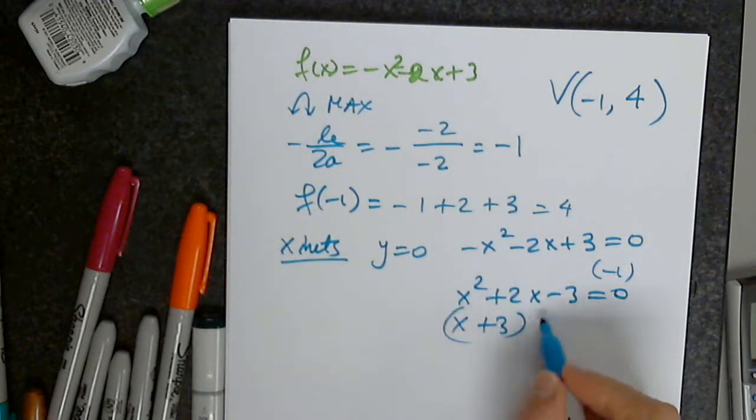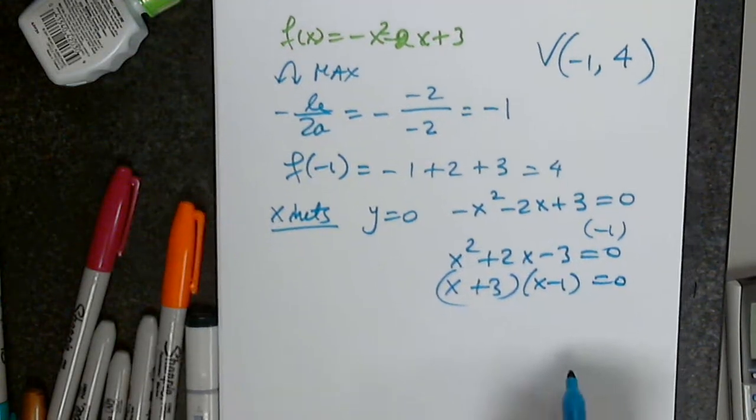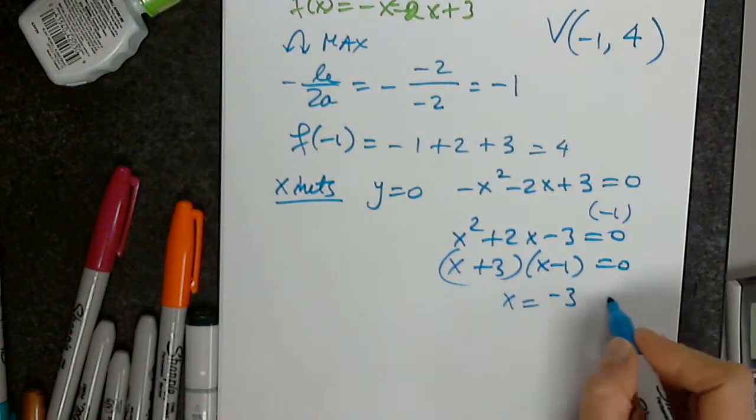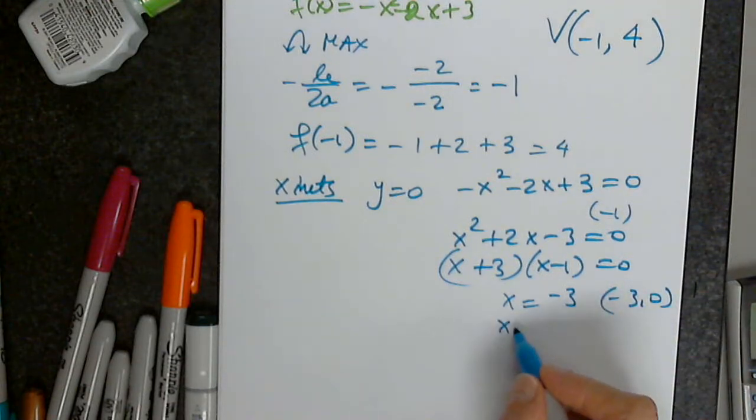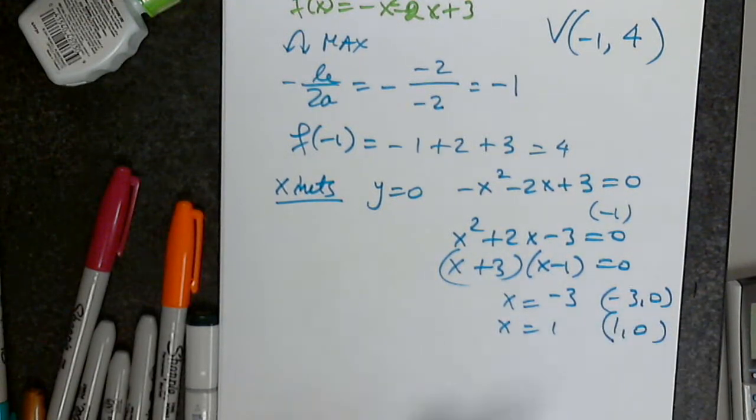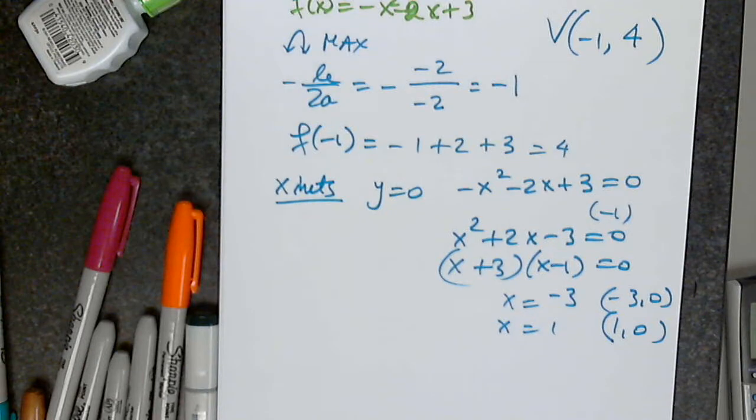So then (x + 3)(x - 1), everyone did that correctly. So x equals negative 3, so (-3, 0), and x equals 1, or (1, 0). Are we okay with that? Is this okay?